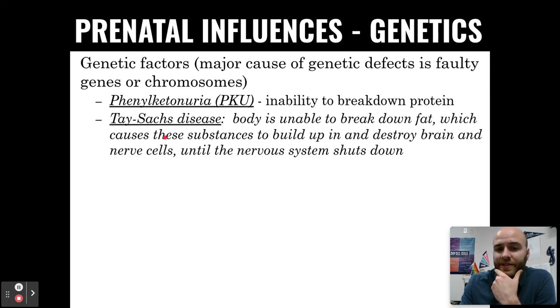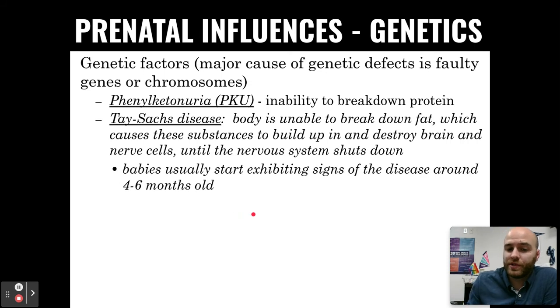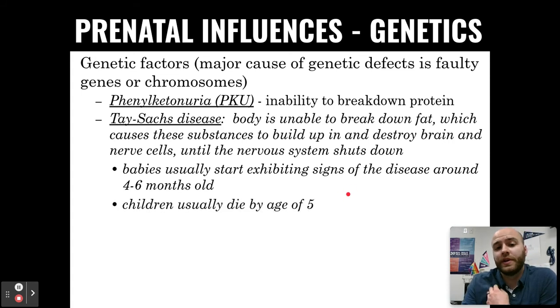Then you have Tay-Sachs disease, which is similar in the sense that it's an inability to break something down, but in this case, it's fat. And this can cause substances to build up and destroy brain and nerve cells until the nervous system essentially shuts down. So babies usually start exhibiting signs of this disease around 4 to 6 months old, and will usually die by the age of 5. So it's a really tragic disease.